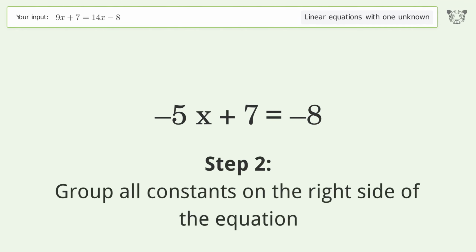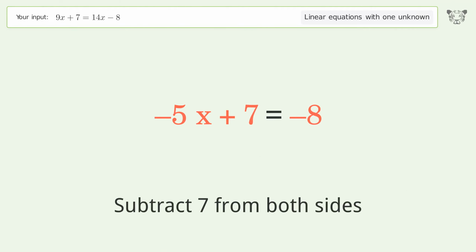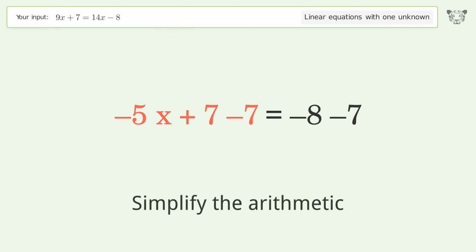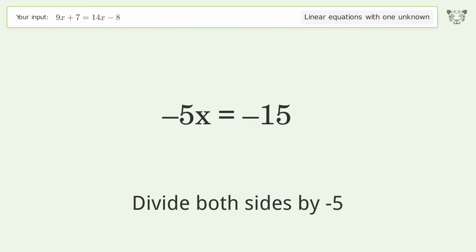Group all constants on the right side of the equation. Subtract 7 from both sides. Simplify the arithmetic. Isolate the x. Divide both sides by -5.